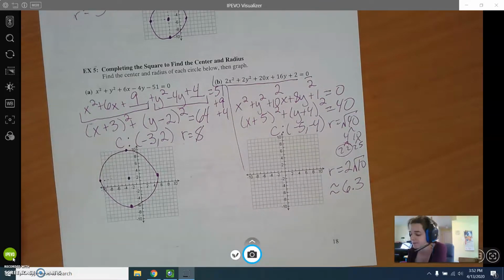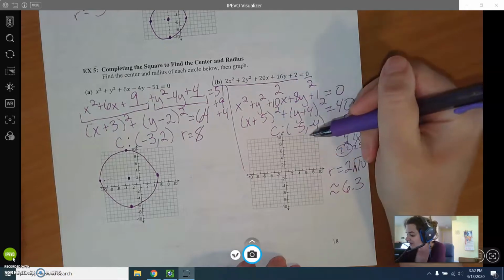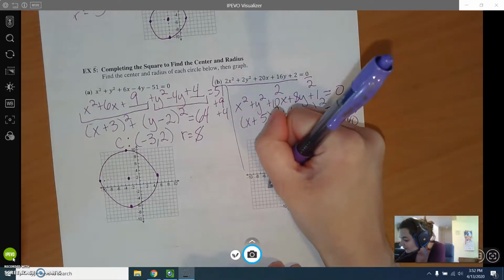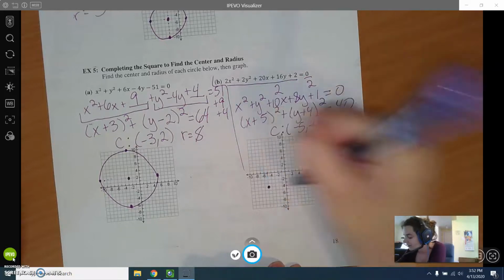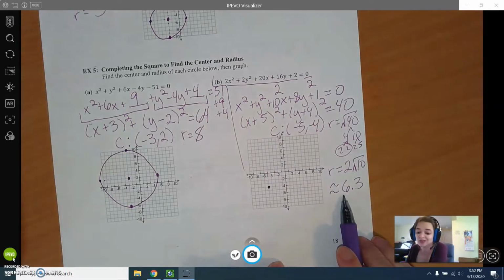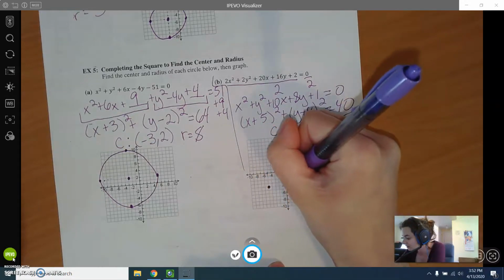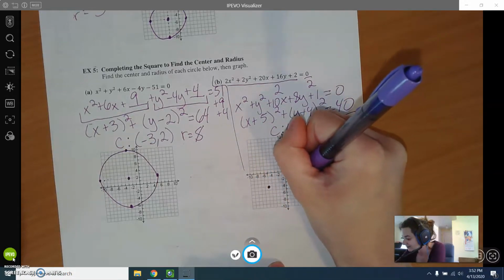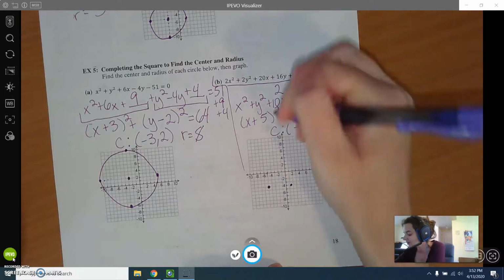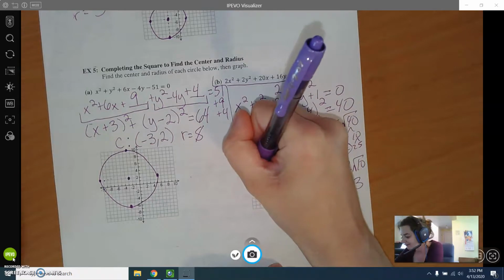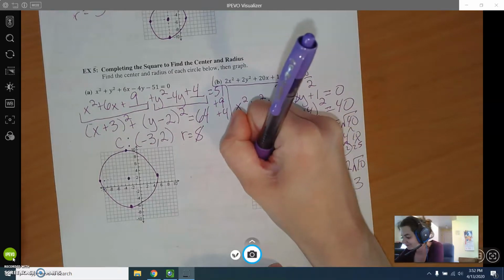You ready? Let's start with our center at negative 5, negative 4. Here's negative 5, negative 4. And then I'm going to go about 6.3 in each direction. So to the right, 1, 2, 3, 4, 5, 6, and not quite to halfway. To the left, 1, 2, 3, 4, 5, and again, here's 6 and a little bit more.